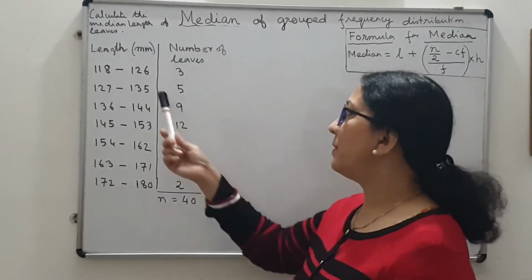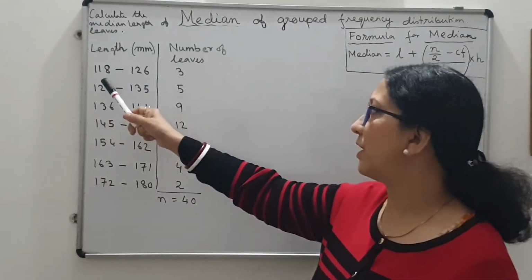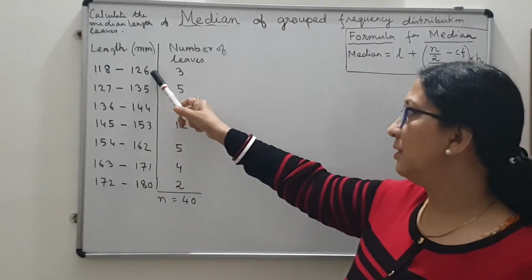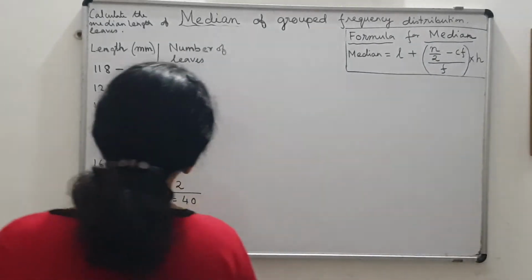For making the classes continuous, you know what we have to do? We have to subtract 0.5 from the lower limit and add 0.5 to the upper limit for each class. Then the classes will be continuous. So let us do this first.